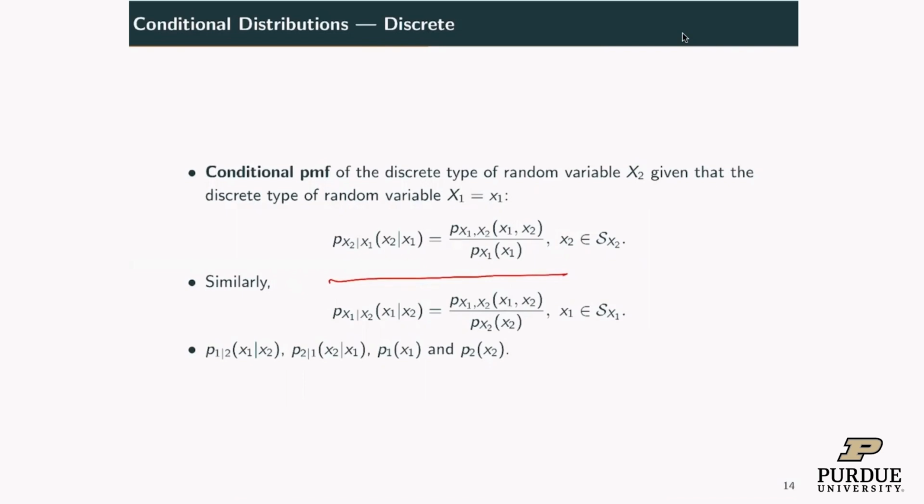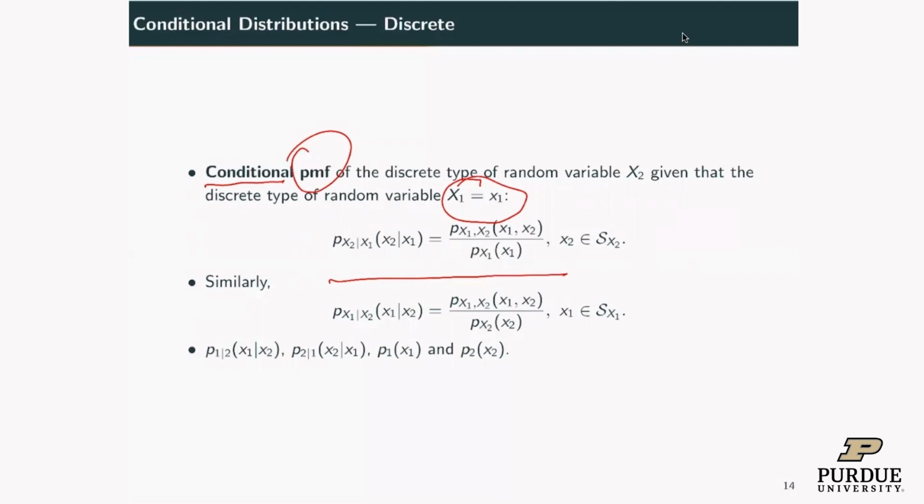Now, you need to be careful. This guy, it is a PMF. What kind of PMF? What's so special? It is a conditional PMF. So given x1 is equal to little x1, what is the probability related to x2? You need to use this conditional PMF.